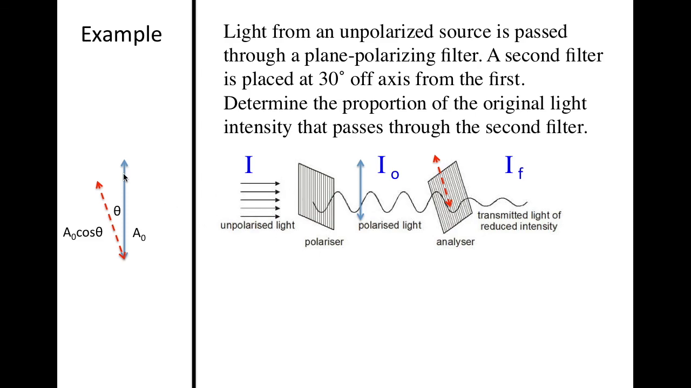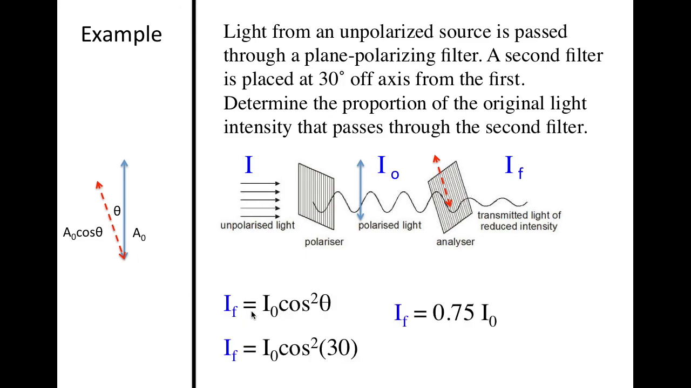Here are the vectors. So this is I naught, and then this is the angle of the analyzer. This is theta, and when we solve for this vector here of how much of the polarized light passes through the analyzer, we have A naught cosine theta. When you plug everything into I equals I naught cosine squared theta, we have 30 degrees for the angle theta. And now we know that we have 0.75 of I naught right here.